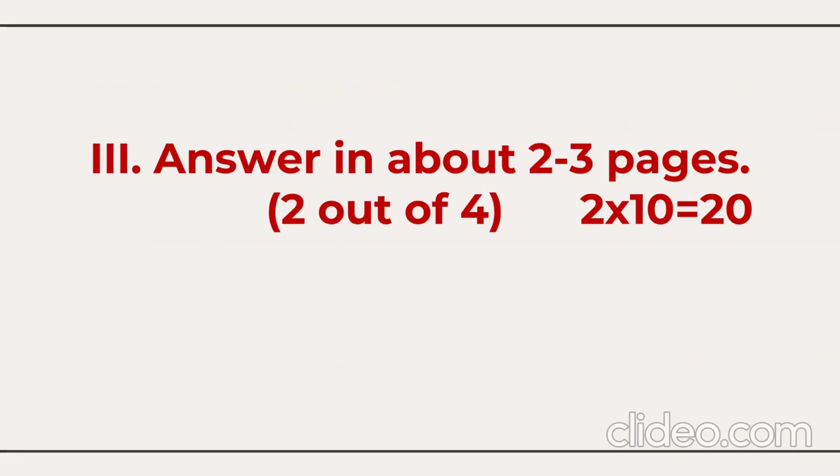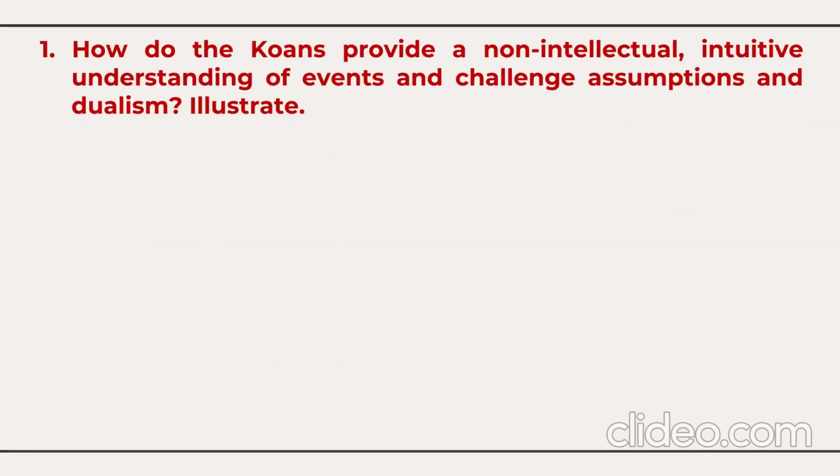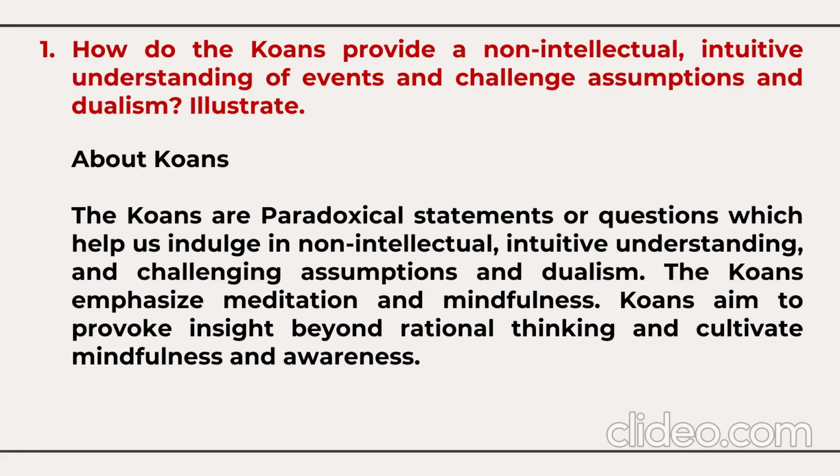Now we are moving to the 10 marks questions. Here you have the 4 questions, and out of the 4 questions you need to opt for only 2 questions. So you find here plenty of choices, right? Question number 1. How do the Zen Koans provide a non-intellectual, intuitive understanding of events and challenge assumptions and dualism? Explain. So we need to write here what's the meaning of Zen Koans.